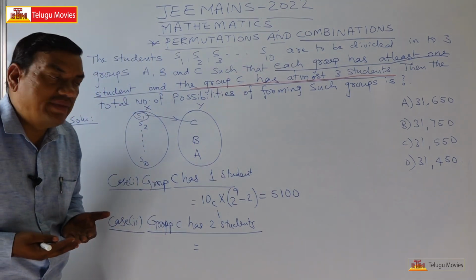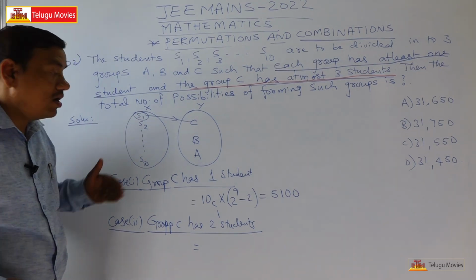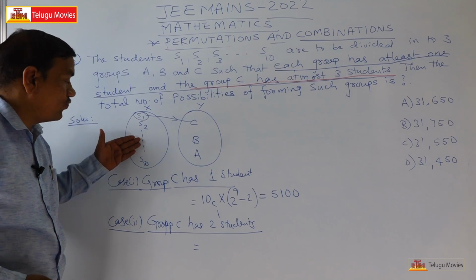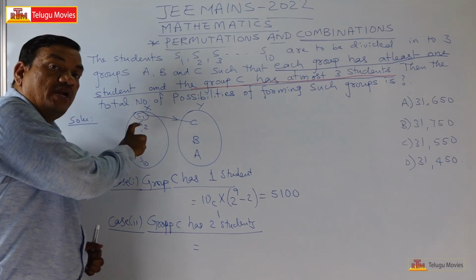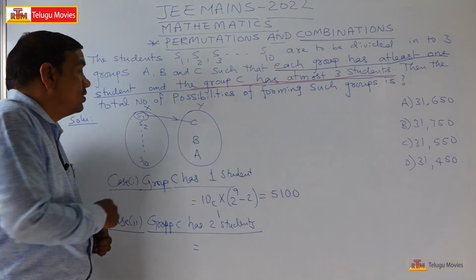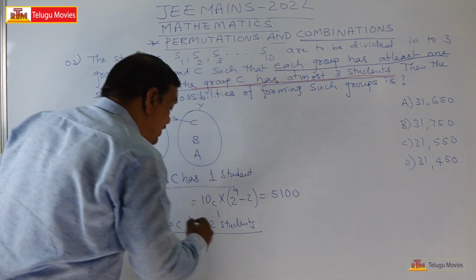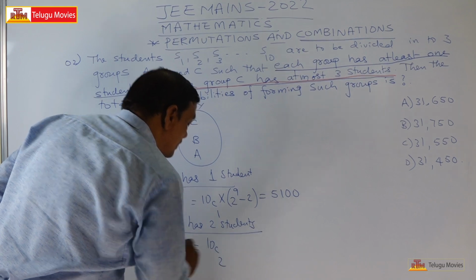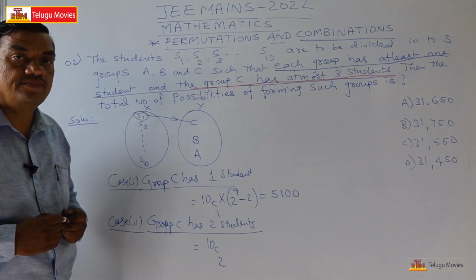Those 2 students may be S1, S2 or second one, third one or third one, 10th one or fourth one, 8th one, whatever may be that. That means 2 students out of 10 students can be allotted to group C in how many ways? That is 10C2 ways.